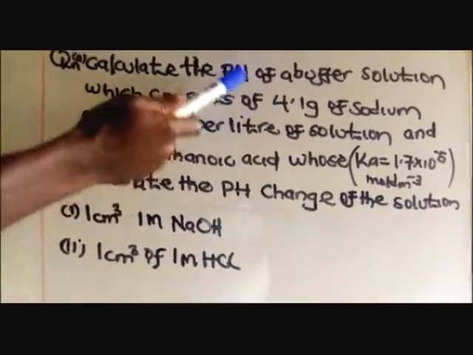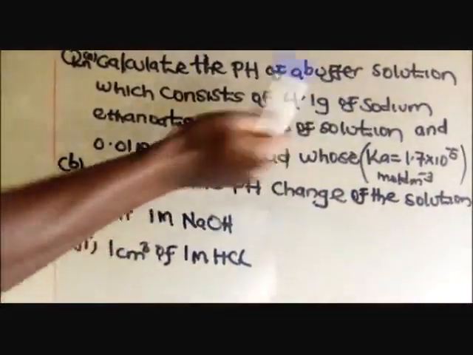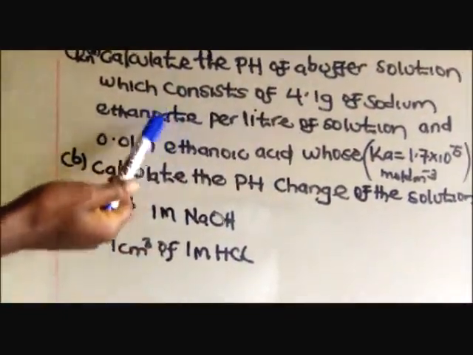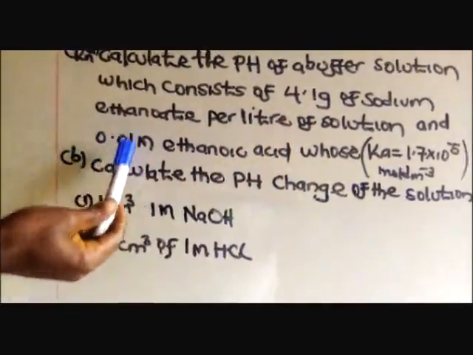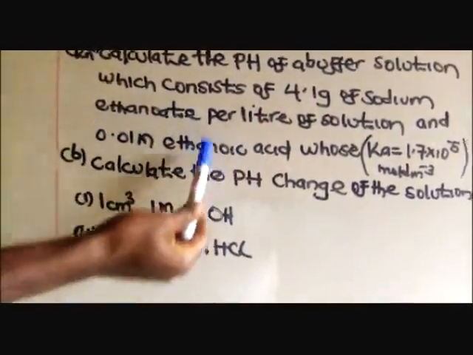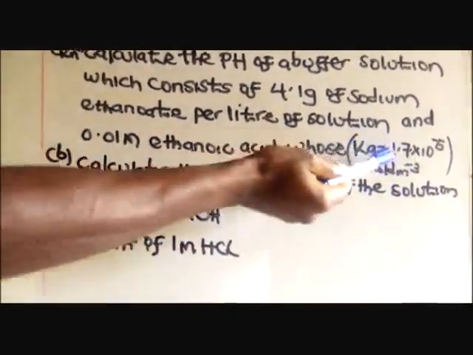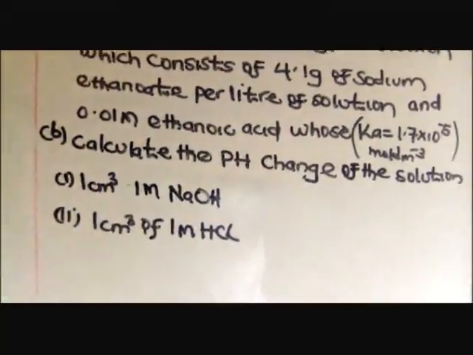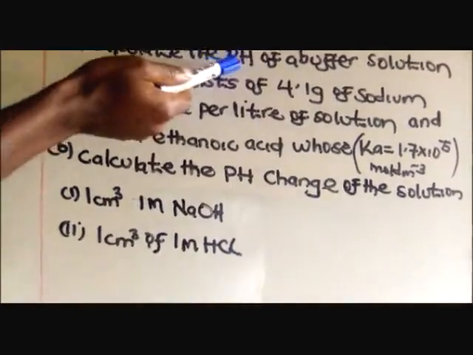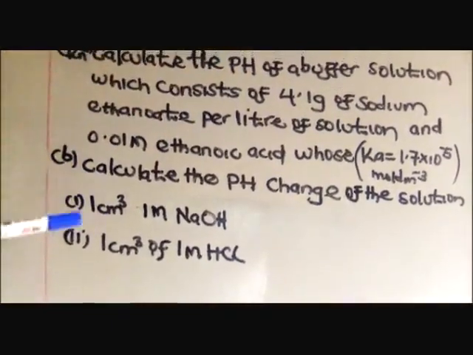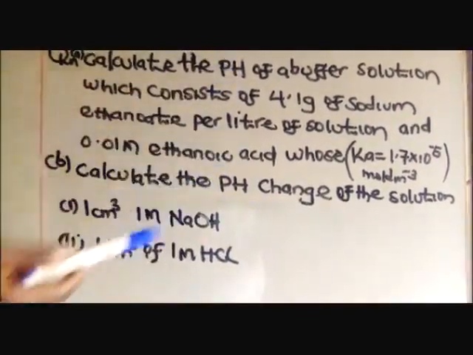We are saying calculate the pH of a buffer solution which consists of 4.1 grams of sodium ethanoate, or what we call sodium acetate, per liter of the solution, and 0.01 molar ethanoic acid or acetic acid, whose Ka they have provided us with, it is 1.7 times 10 power negative 5 moles per deciliter. Then they are telling us, the first question was pH, then part B, calculate the pH change of the solution.